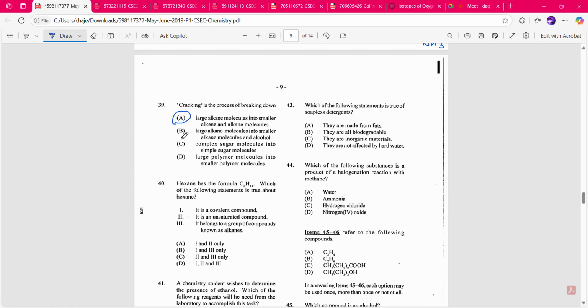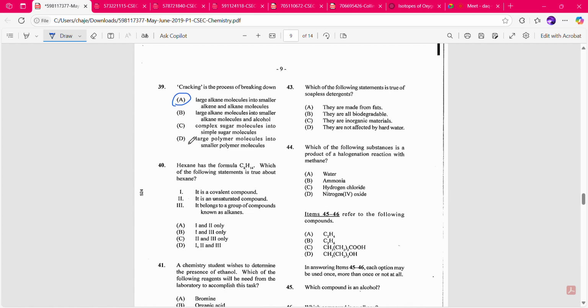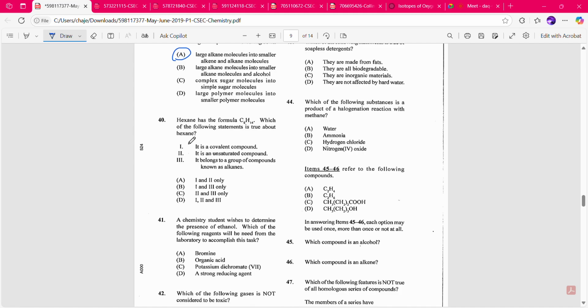39. Cracking is the process of breaking down large alkane molecules into smaller alkane and alkene molecules. I don't even have to read anything else. Yes, that is my answer.